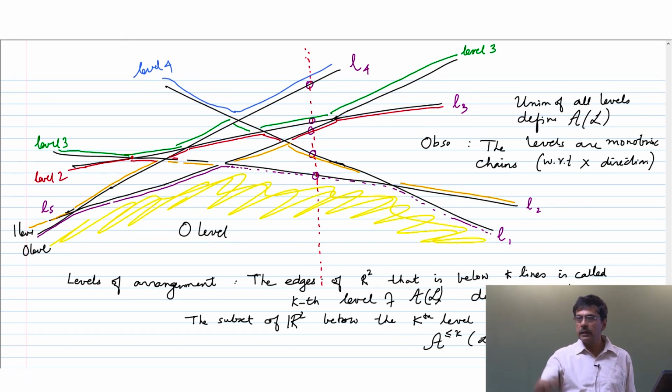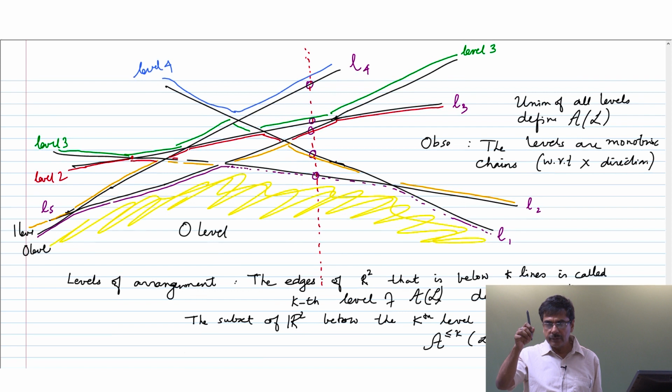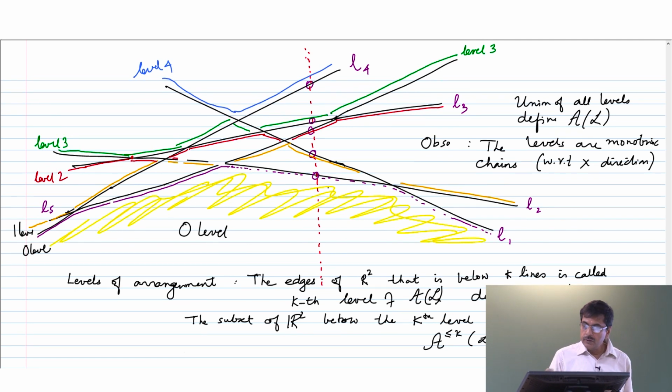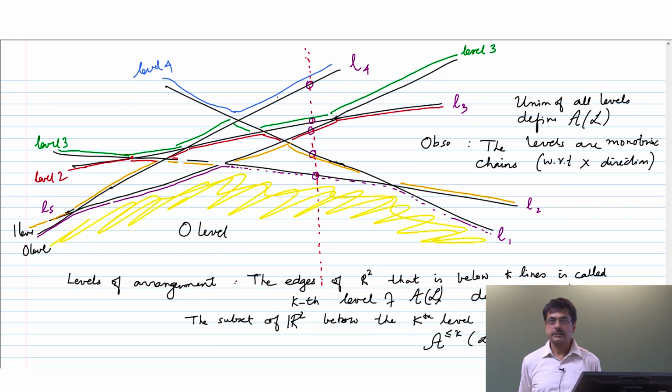So if you draw a vertical line through any of the levels, it will intersect exactly at one point. However, you can see that level 0 and level 4 have a special structure. Can you tell me what? Level 0, the bottommost level, and the topmost level have a special structure. What is the structure?